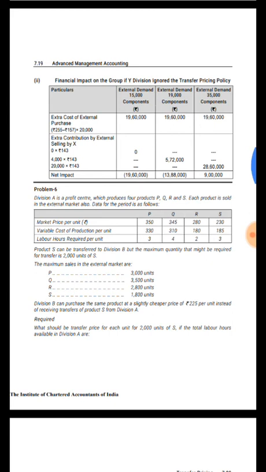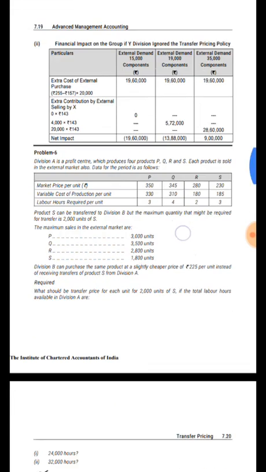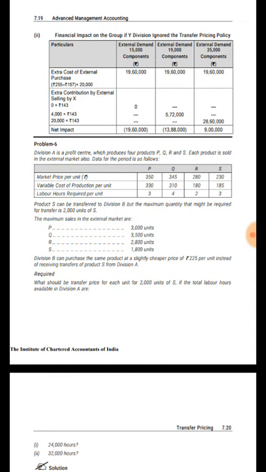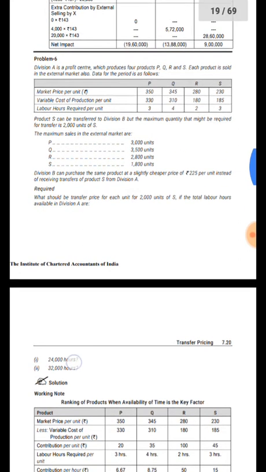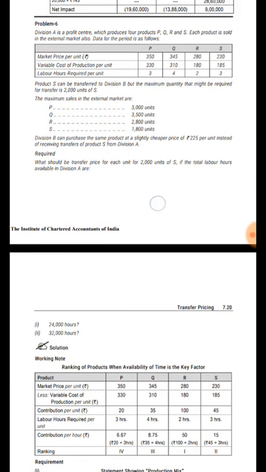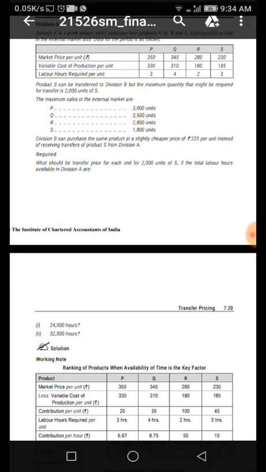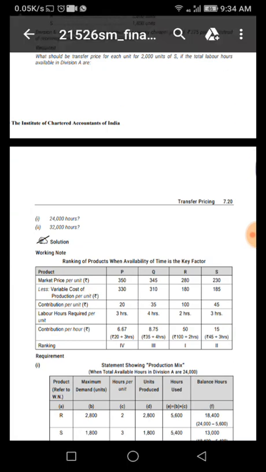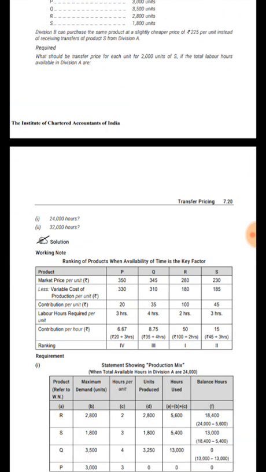Simple. There is an opportunity lost. Wherever there is an opportunity loss, the transfer price will be variable cost plus opportunity cost. So first you need to find out contribution per limiting factor. Here the limiting factor is labor hours, only limited labor hours are there, 24,000. So scenario 1, if the hours are 24,000, rank it. A ranking of products when availability of time is the key factor.